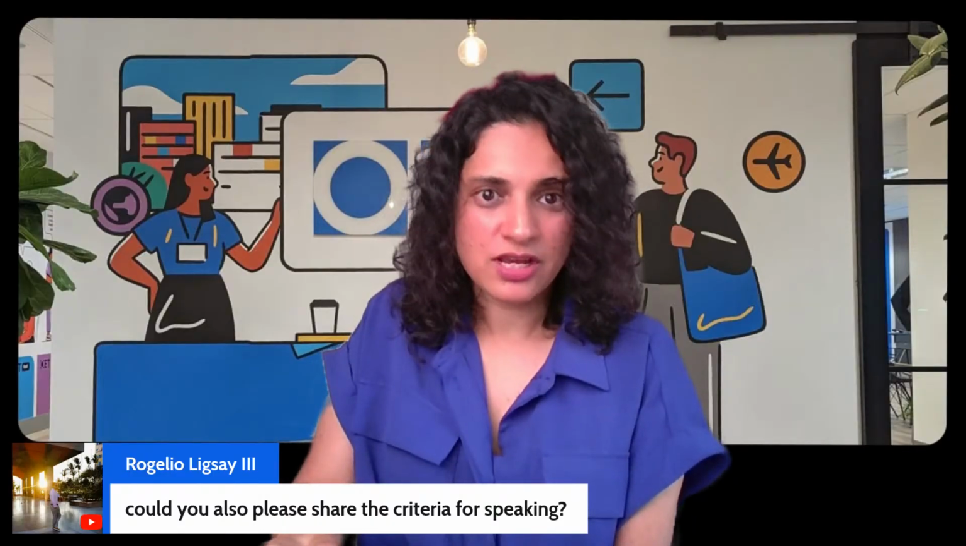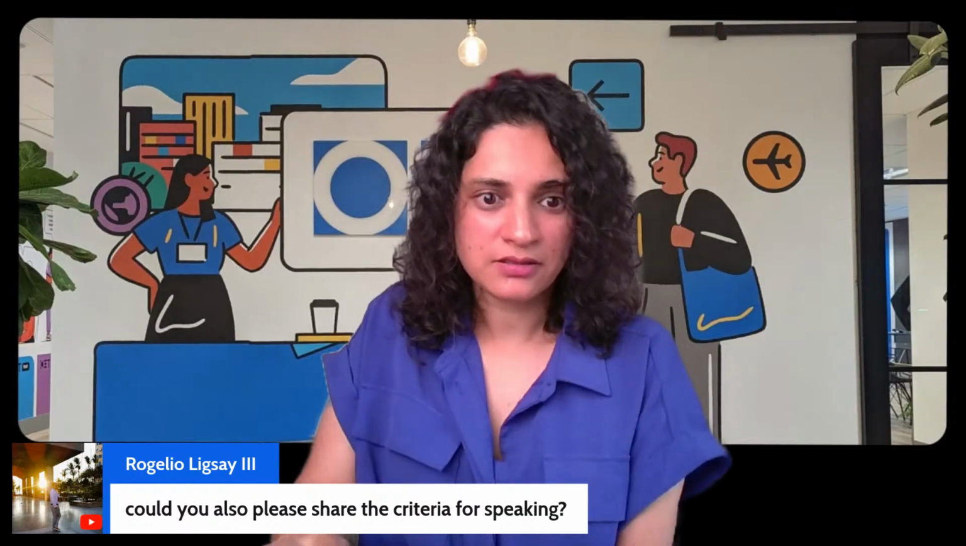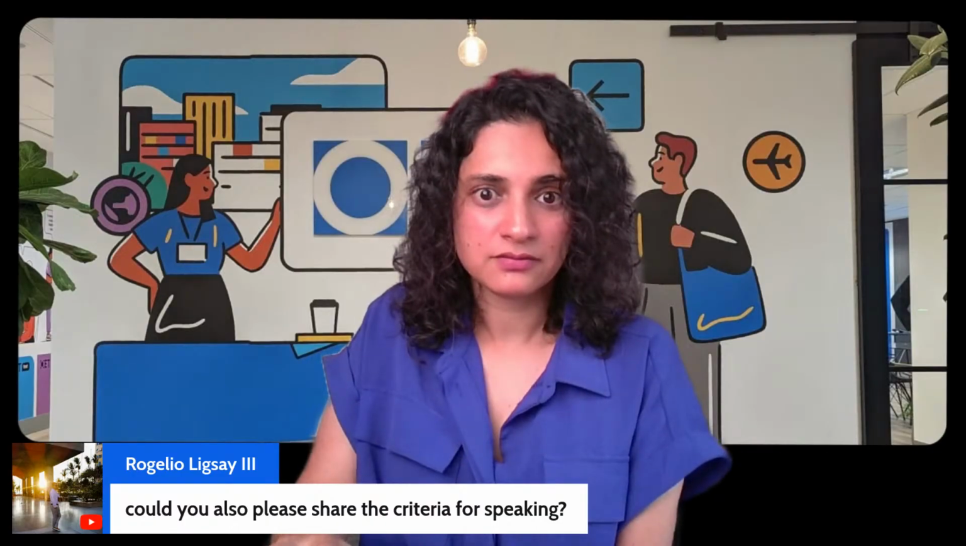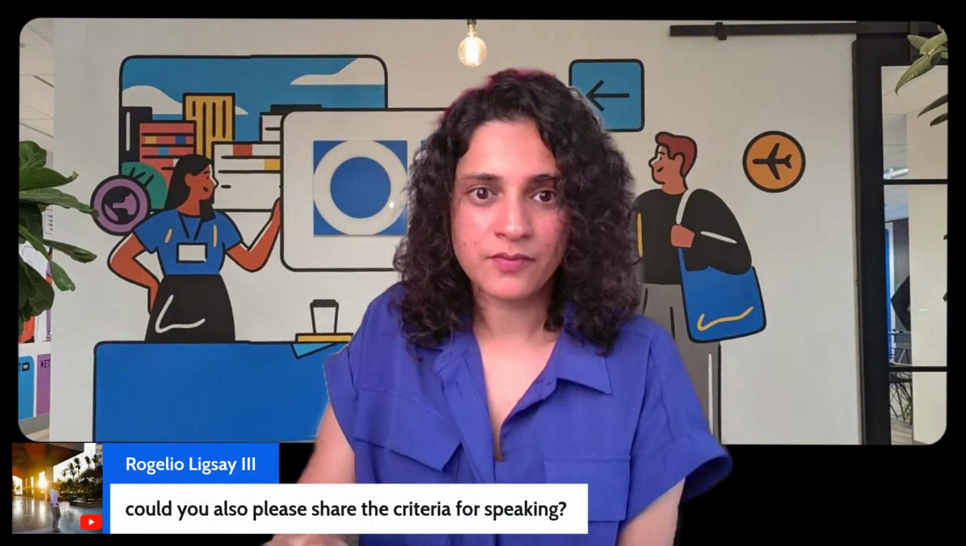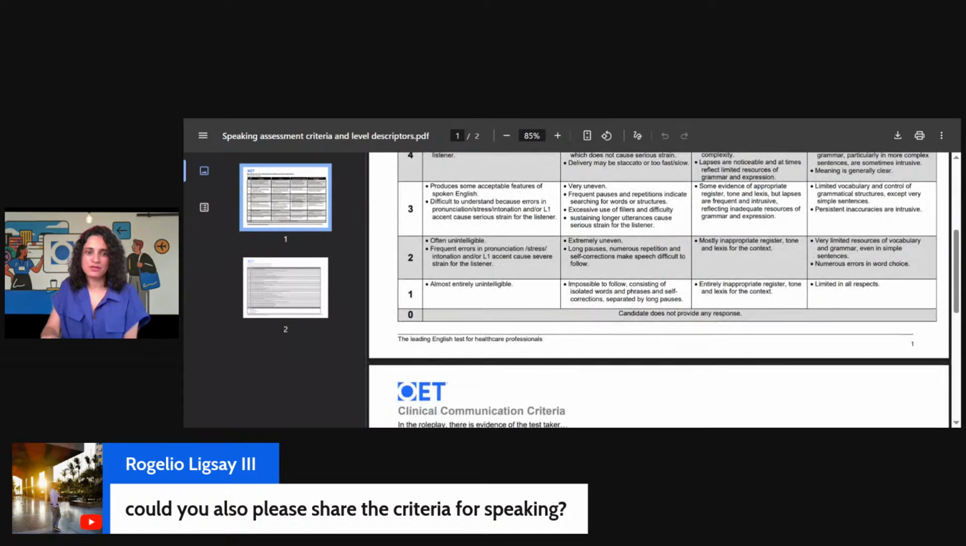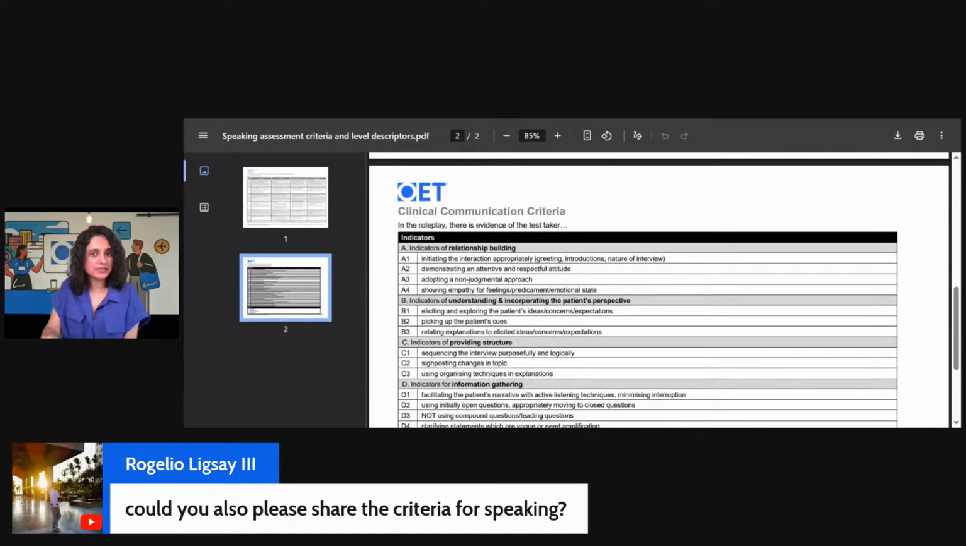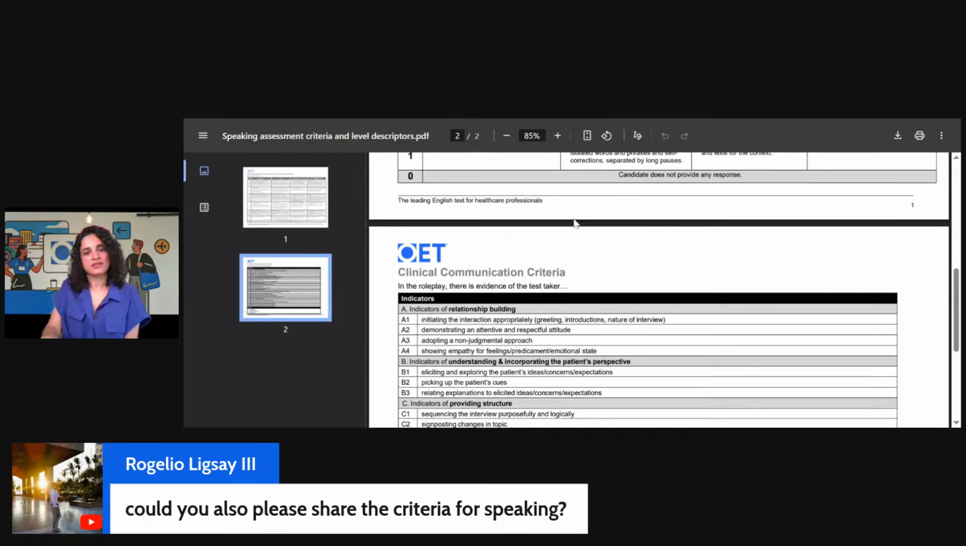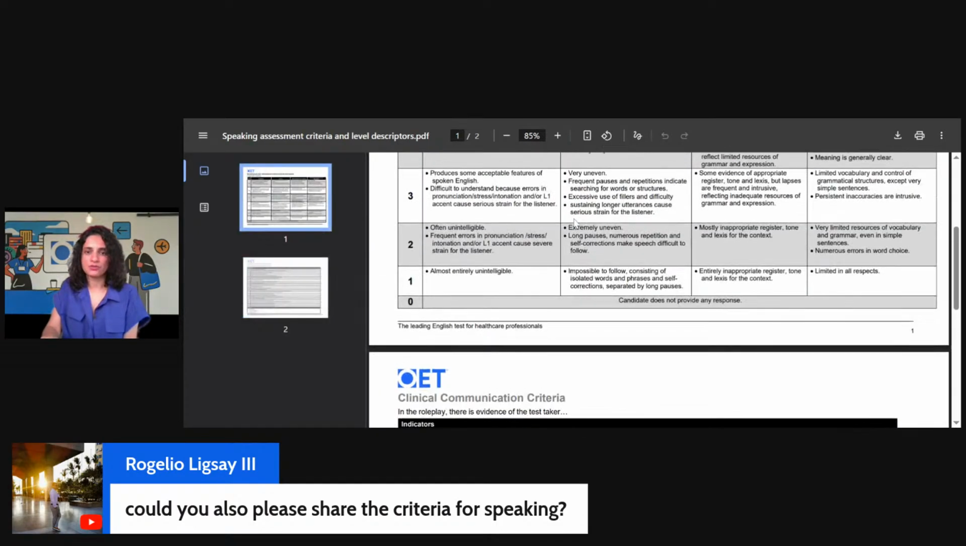So let me just share my screen. So again, the document that you see is on our speaking page. This is the speaking assessment criteria. There are two kinds of criteria. So the first is the linguistic criteria. And I'm just going to scroll down. And the second one is the clinical communication criteria. These are the two criteria that the assessors are going to use when marking your role play.